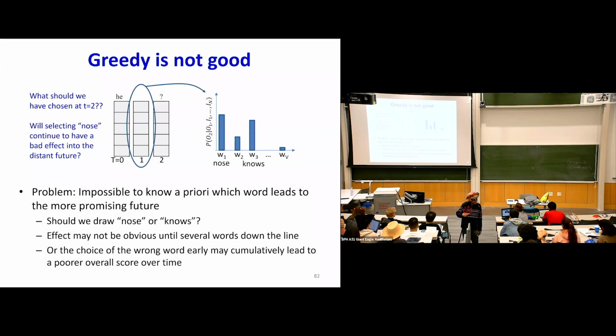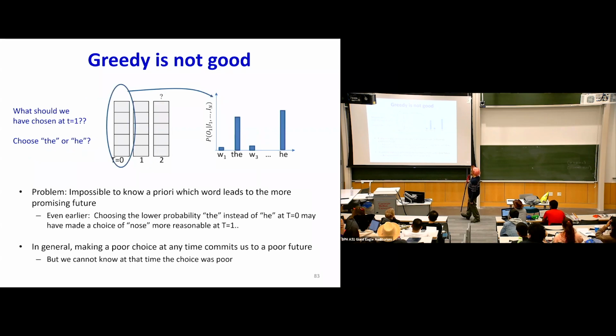But then, you're picking things on the fly, right? If you're picking things on the fly, you don't have a view into the future if you're doing things in a greedy manner. And so as a result, you find that the choice of the wrong word early may cumulatively lead to a poorer score overall over time. Because in general, it's impossible to know a priori which word leads to the more promising future. And so, in general, making a poor choice at any time commits us to a poor future. But the problem is we cannot know that if we are being committed to a poor future at the instant of drawing.